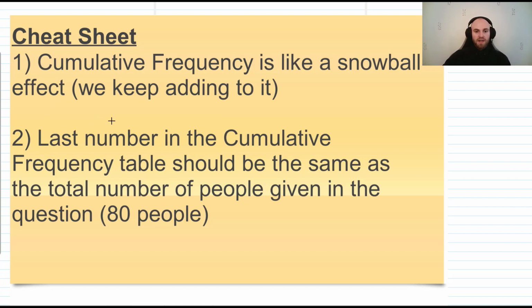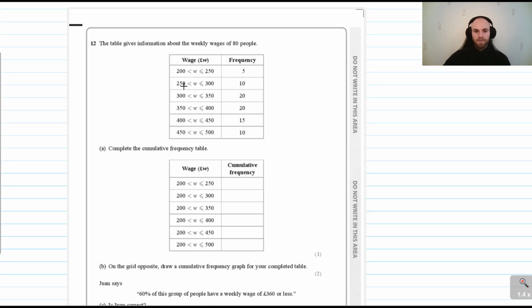The last number in the cumulative frequency table should be the same as the total number of people given in the question. So the question tells us it's 80 people, so the last number in the cumulative frequency table should be 80 also. So we have the wage between 200 and 250 pounds is 5 people. So again, 200 to 250 is going to be 5. Between 200 and 300 is going to be this between 200 and 250 and 250 to 300.